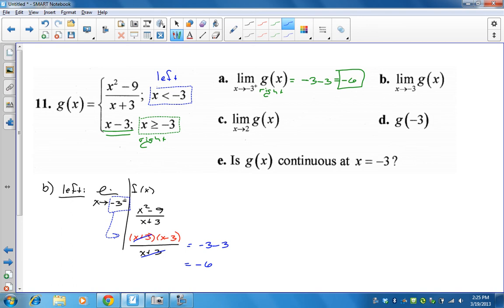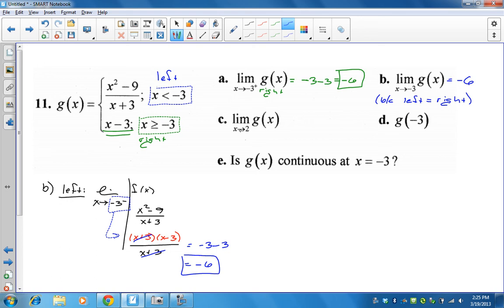So as x approaches negative 3 from the left is negative 6, but the right-hand side was also negative 6. So since my right side and my left side both equal negative 6, they are the same thing. That means this answer actually is negative 6 because left and right were the same. The only way a limit exists is if both left and right sides agree, if they give you the same answer.